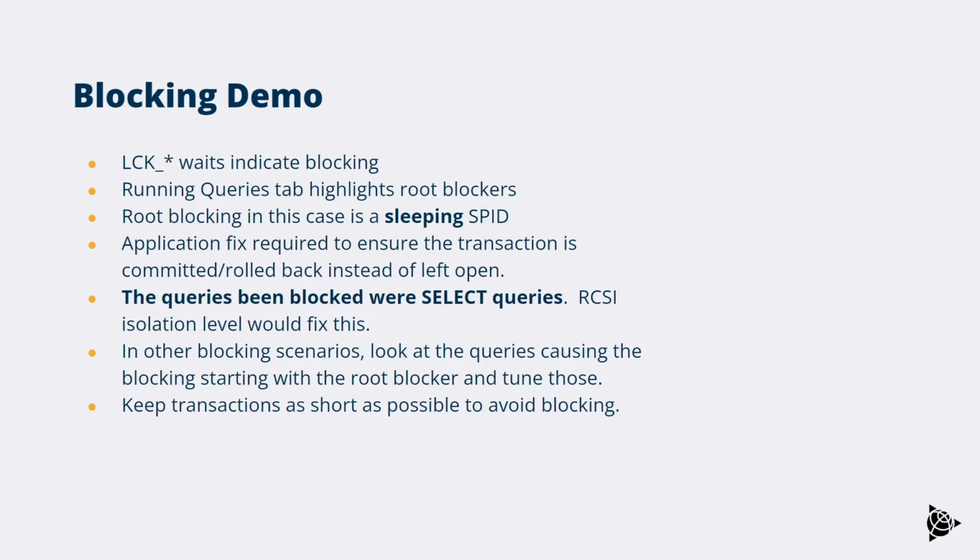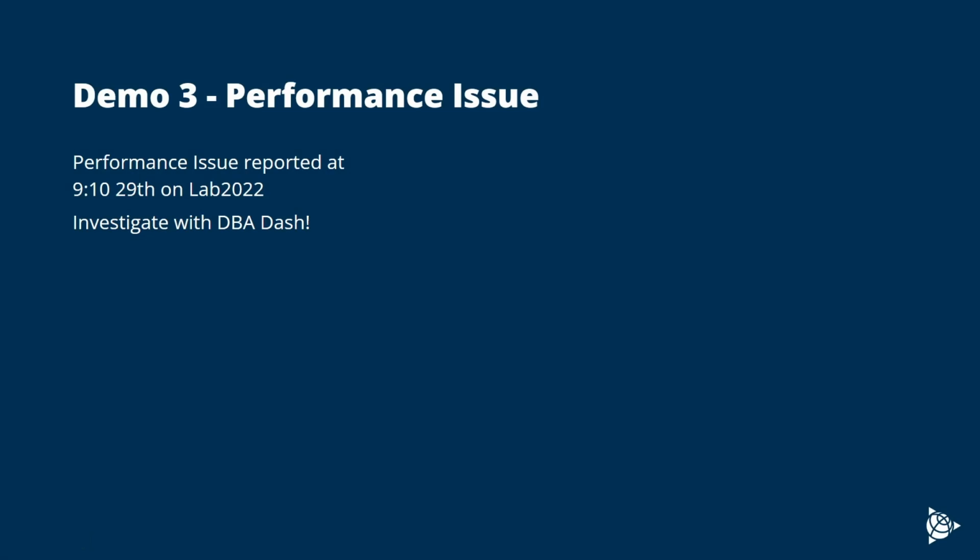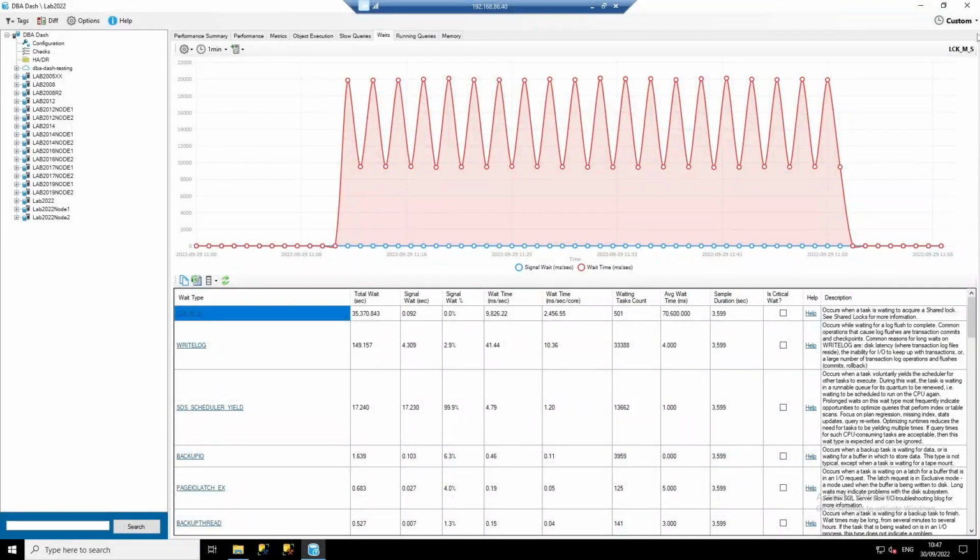In other blocking scenarios, we generally look at the queries causing the blocking, starting with the root blocker, and tune those. We should keep transactions as short as possible to avoid blocking. We've got another performance issue to investigate on this server at 9:10. So for this next demo, we just need to change the date range.